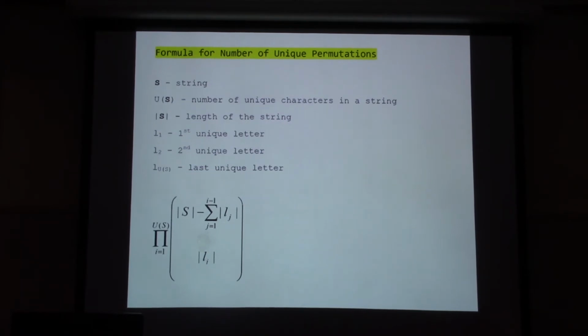Now, what we're going to do is multiply. What's pi? Pi is a product. We're going to multiply, for each unique letter in the string, these binomial coefficients. So for cat, we're going to go from 1 to 3. For Connecticut, we're going to go from 1 to, maybe 5, whatever is the number of unique letters. We have to figure that one out.